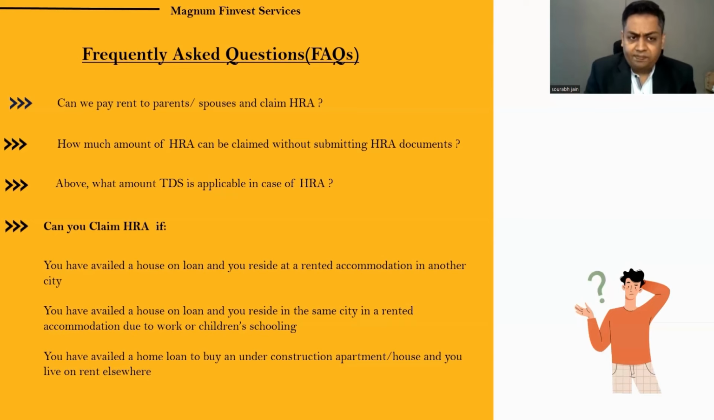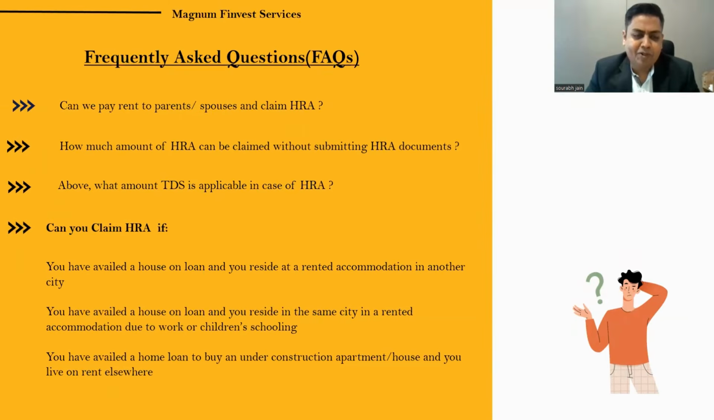Okay. Above what amount is TDS applicable in case of HRA? If you are paying a rent of more than 50,000 rupees per month to your landlord, you need to deduct TDS. It's compulsory to deduct TDS if your rent exceeds 50,000 rupees per month.